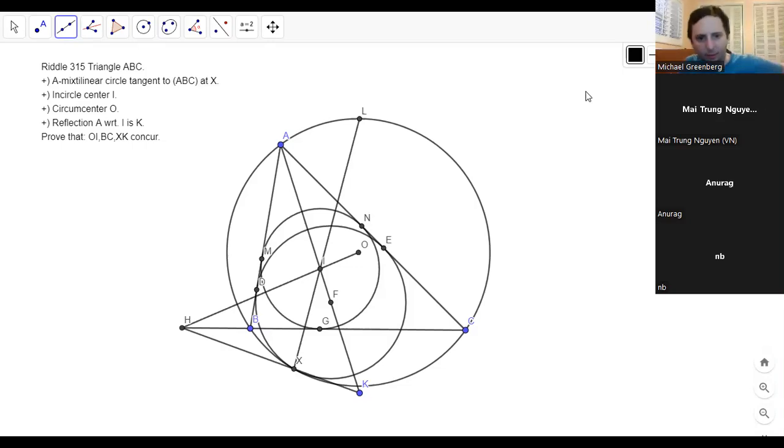Okay. All right. Let's think about this. So OI, what do we know about the line OI? There's a couple problems. I haven't done a problem in a long time where I've used that line.